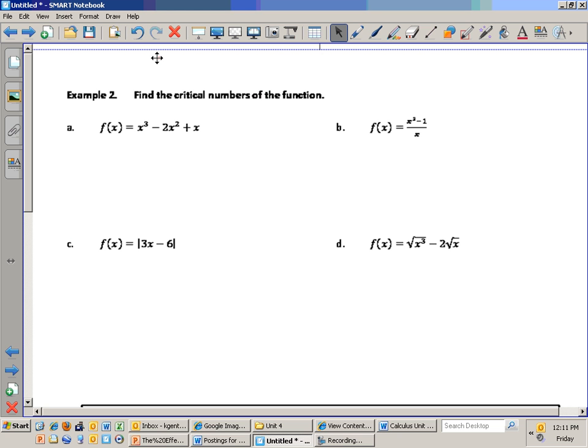In order to find critical numbers, we have to look at our definition. It says critical numbers exist either where f prime of c is equal to 0 or where f prime of c does not exist. If the function isn't defined at a specific point, we already know the derivative isn't going to be defined there either. Is there any point where the current function for a is not defined? No, you can plug in any number there and you're going to get a number out.